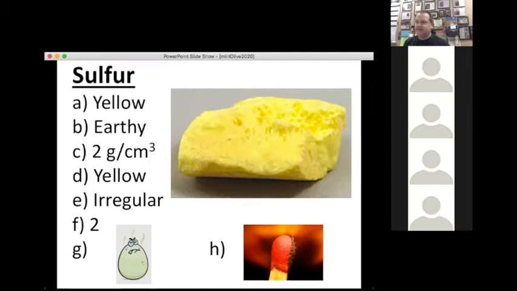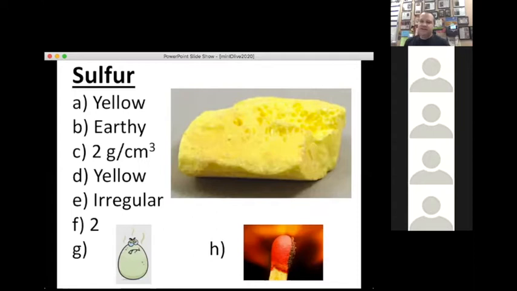The next thing I asked was, what is its luster? Luster is the way that it reflects light. And we see that it is between resinous and earthy. Sometimes it's a little shiny, sometimes it's not. So you could go with either one there, resinous or earthy. I went with earthy. It kind of looks dull to me. This sample, at least, is kind of earthy.